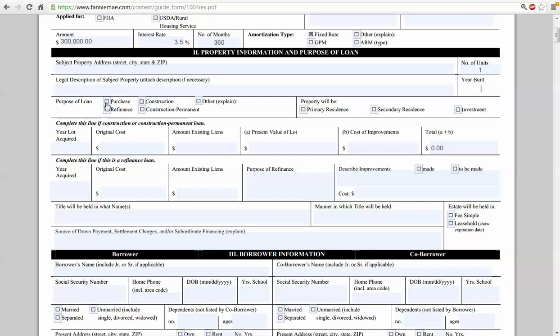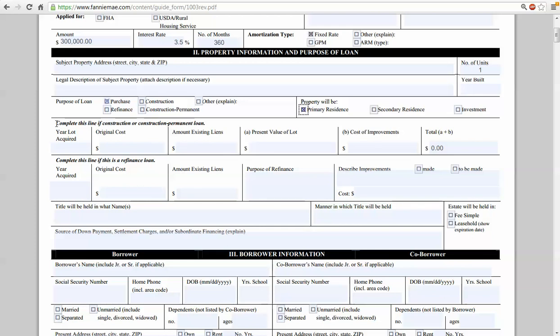The purpose of the loan is pretty self-explanatory. In this case, we're going to say it's a purchase. And this section here is fairly important. This is determining how you're going to be occupying the property: whether it's going to be your primary residence, a secondary residence, which is like a vacation home, or an investment property, also known as non-owner occupied, meaning you're not going to be occupying the property and you'll probably be leasing it out to a tenant. So it's very important to disclose what your intentions are with the purchase of this property. And we're going to say right now that it's going to be our primary residence.